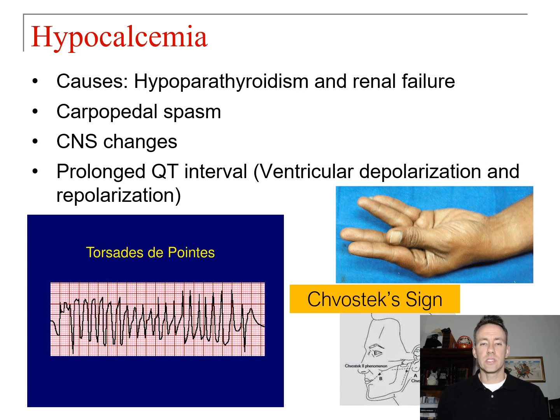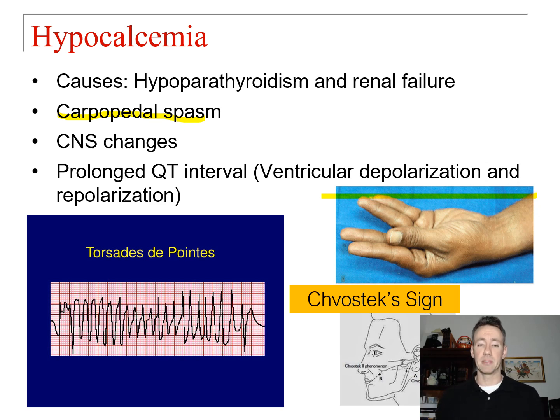So things you would see would be, all in all, an increase in nervous system excitability. For example, carpopedal spasms. I have here carpopedal spasms, meaning spasms or contractures of the hand and foot, which you can see in this image over here to the right with the person's hand.